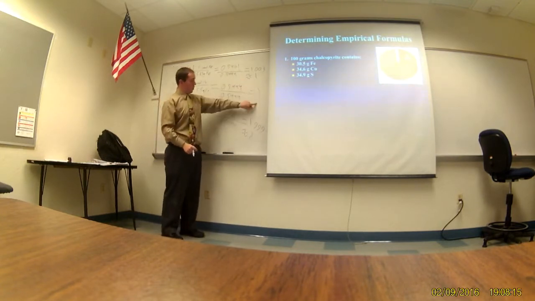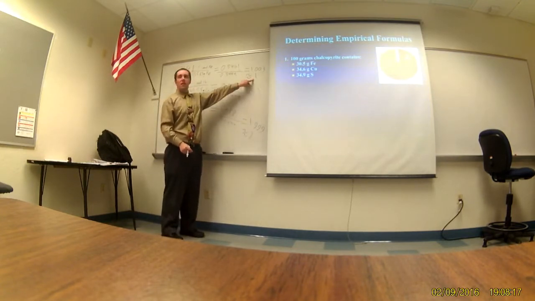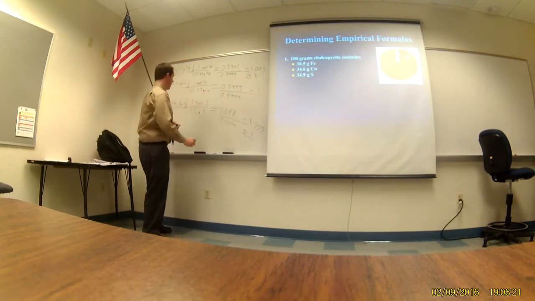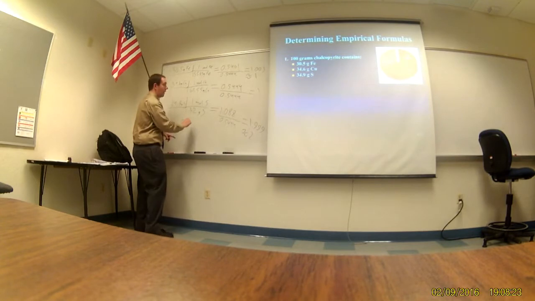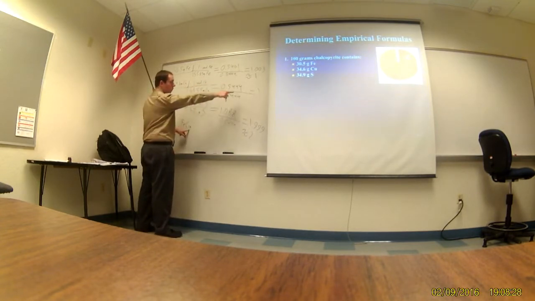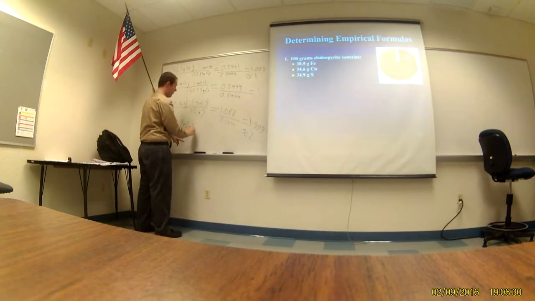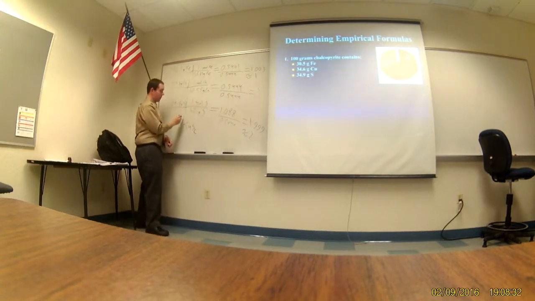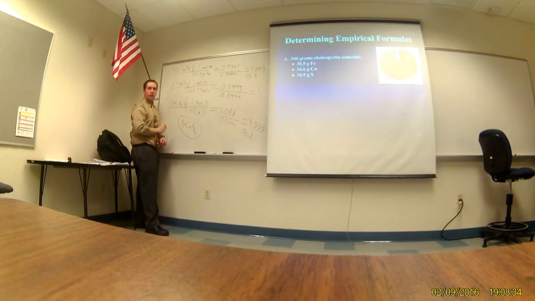So, we've got these numbers. These are our subscripts for our empirical formula. We are done. So we have Fe 1, copper 1, sulfur 2. Our empirical formula is that.